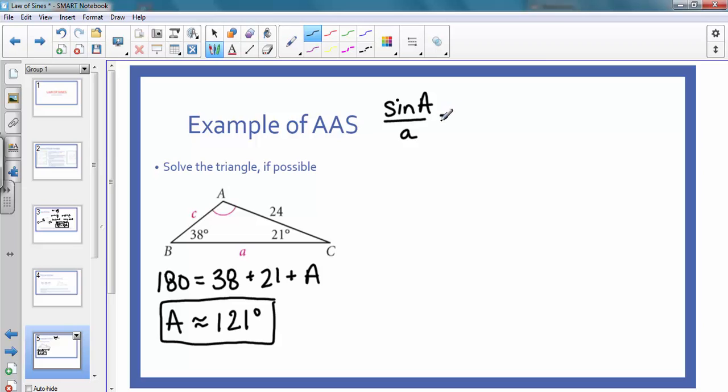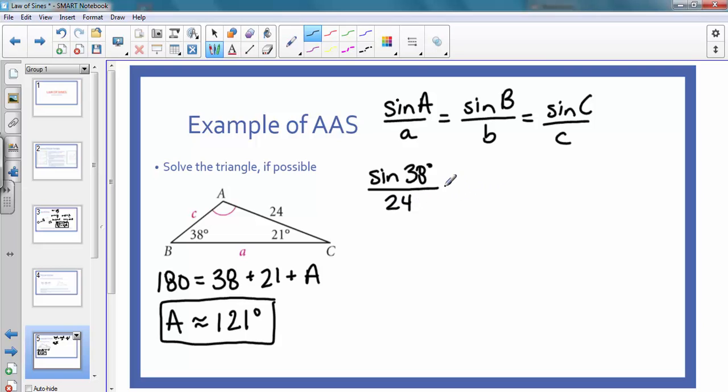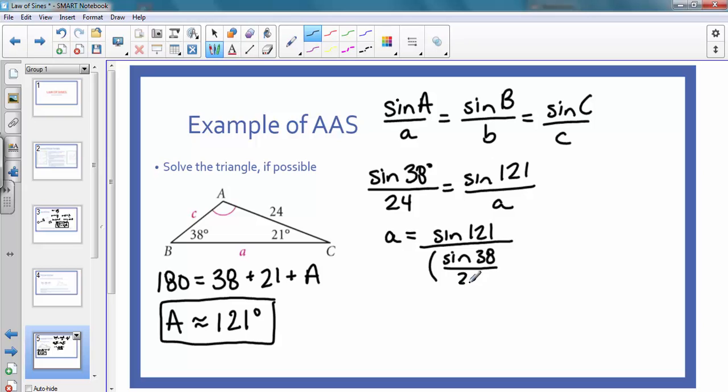Sine A over A equals sine B over B equals sine C over C. We can use the law of sines to now find the length of side A and side C. So I have the sine of B, which is 38 degrees, over side B, which is 24, equals the sine of angle A, which we just found to be 121, over the side of A. So that's going to give me A equals the sine of 121 divided by the sine of 38 divided by 24.